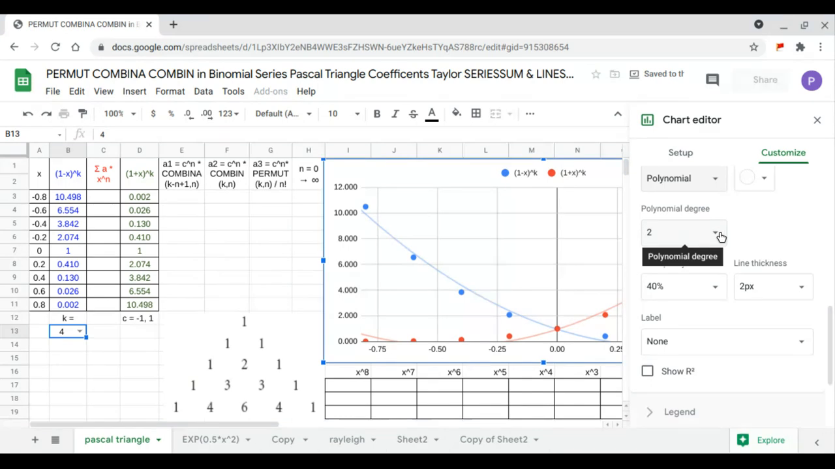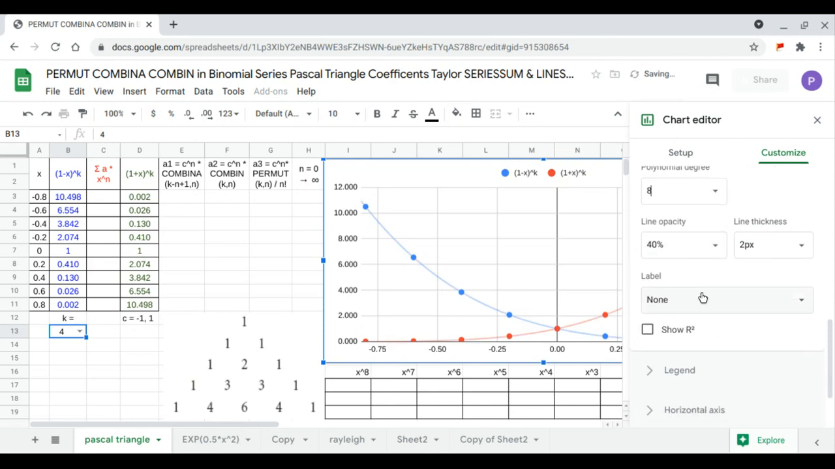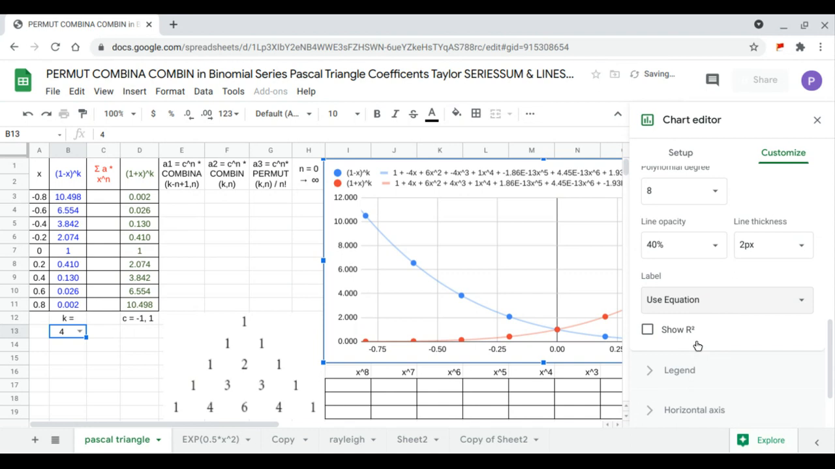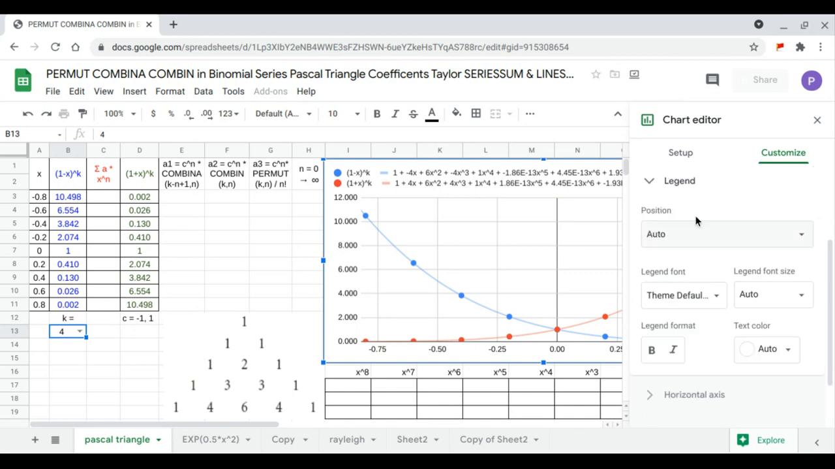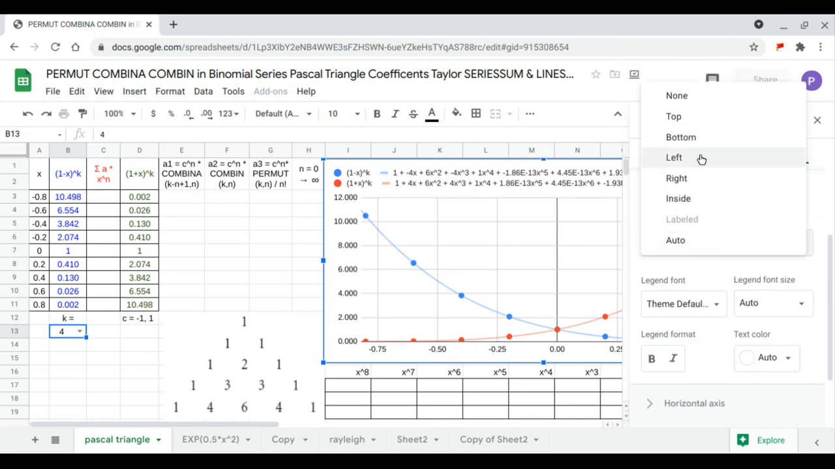Try the highest degree. No, it does not work, so go lower and show the equation as label. Now we have the polynomials. And the legend, position at the bottom.